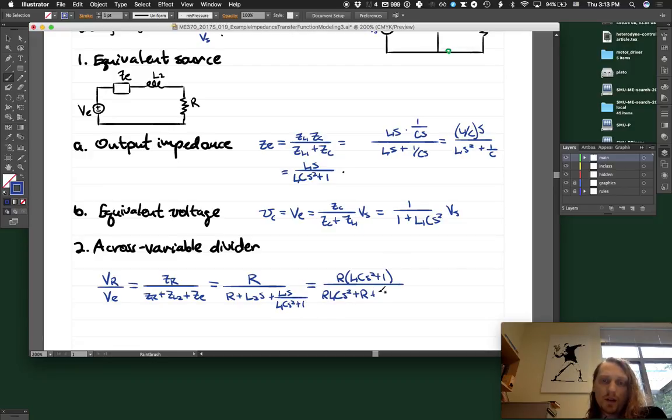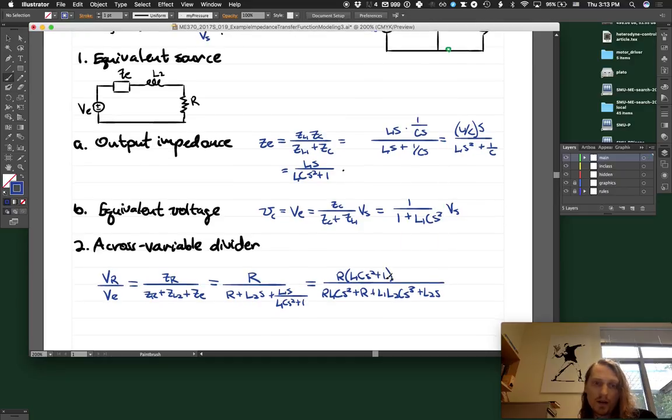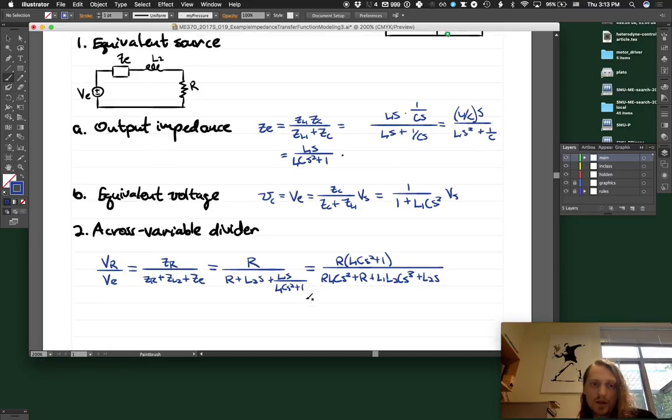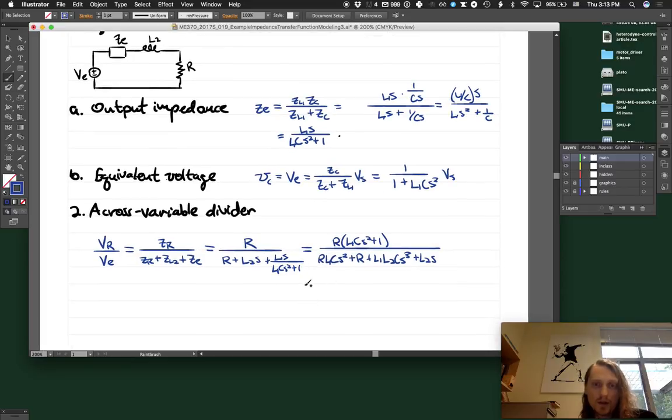So we have L1 L2 C S cubed, right, plus L2S times 1. Okay, whew, getting pretty nasty. All right, let's just rearrange this denominator. We're almost there. Let's rearrange this denominator now so that it is a polynomial in descending order in the denominator.